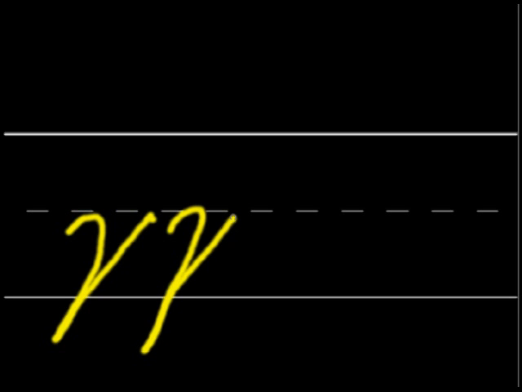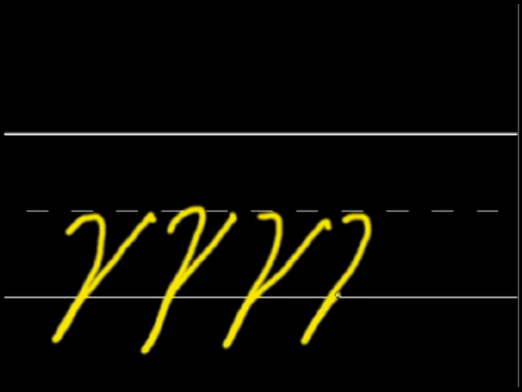Okay, here we go with gamma. Gamma has a curl on the left and a straight stroke on the right, with the two separating at the baseline. Here we go again. That's gamma.